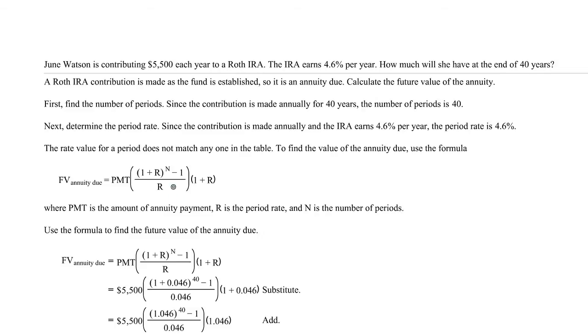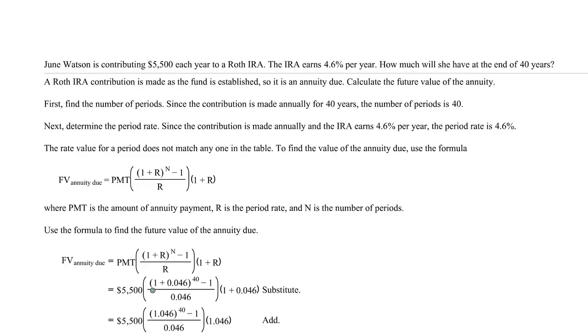So you can use this formula, or if you don't like using the table, you can just jump straight to this formula and plug the numbers in. R would be 0.046. N would be your periods, which would be 40. And $5,500 would be your payment. So you just plug the numbers in here, and now you just have to calculate this.